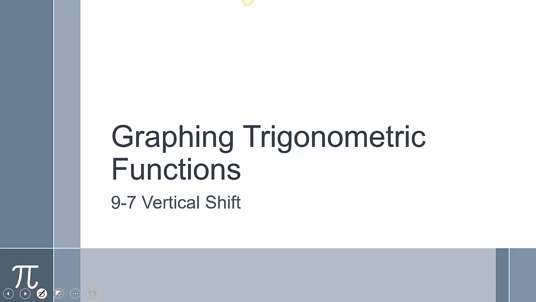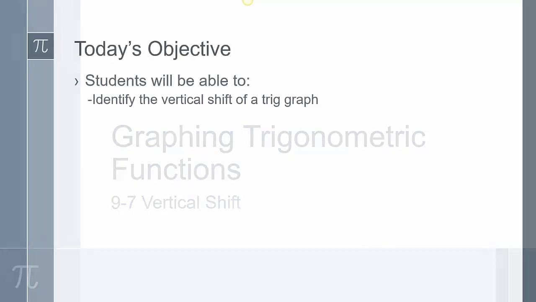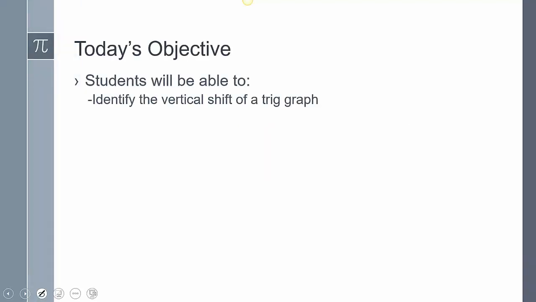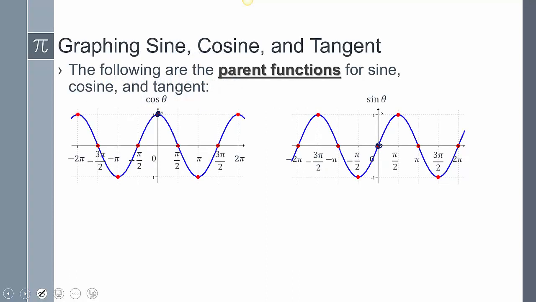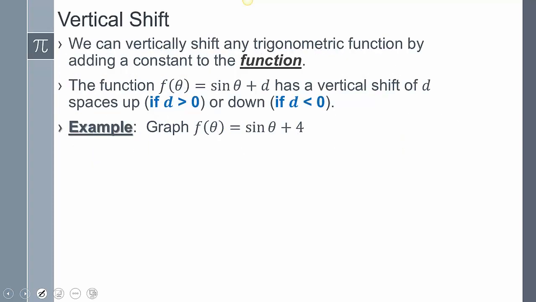This is 9-7. We're going to be taking a look at the vertical shift of trig functions. So we're going to identify the vertical shift using the definition. Remember, these are our parent graphs. We have our cosine and our sine parent graphs. We need to have those memorized. If we have these memorized, the rest is just repeating the same thing over and over again.